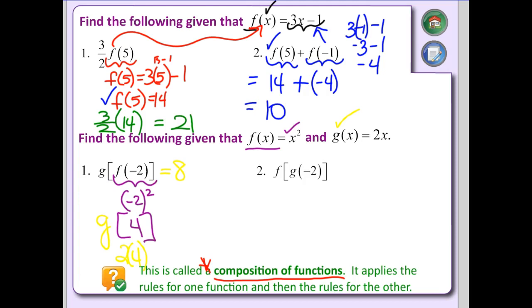Now, we're going to do the same thing on number 2, except we're going to start with g of x. We start on the inside and work our way out. So we go back up here to g of x, so we're going to have 2 times negative 2. Well, 2 times negative 2 is what? Negative 4. And now that I've found negative 4, I've got to go back and find f of negative 4. Well, now we got to go back up here to our f equation, and we've got negative 4 squared, which is 16. Okay, so again, those composite functions, we may have to start on the inside and work our way out.